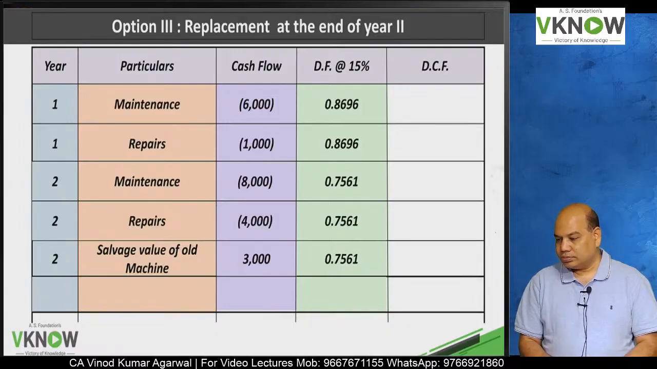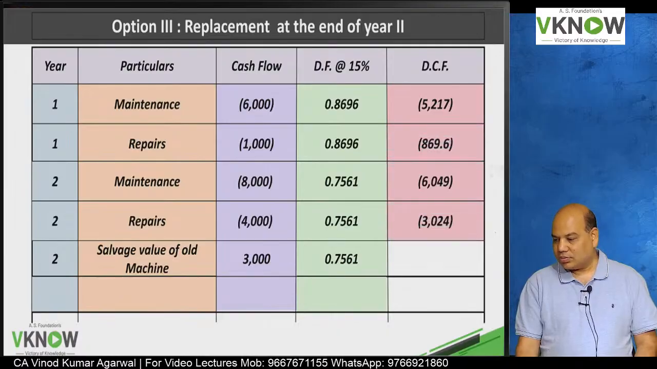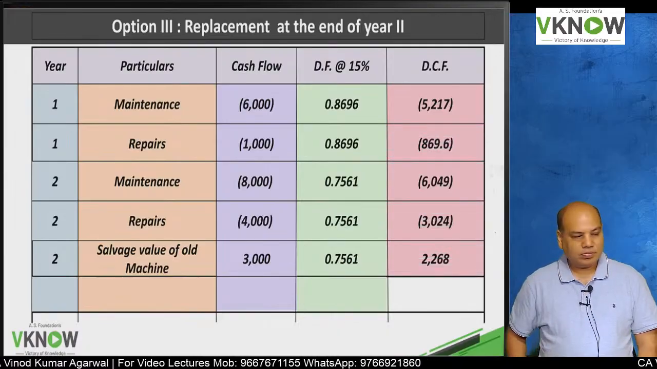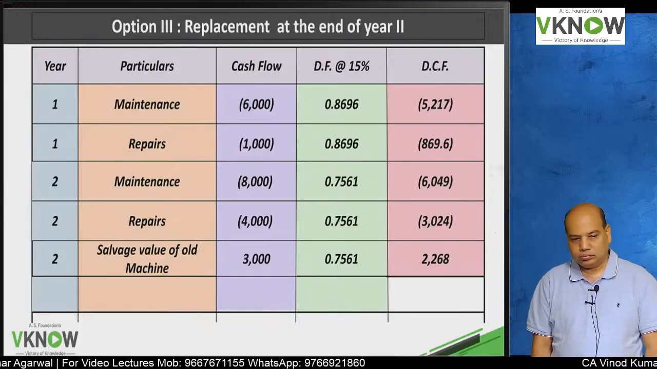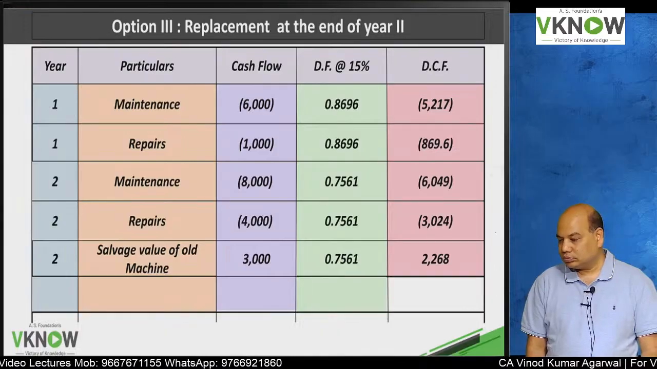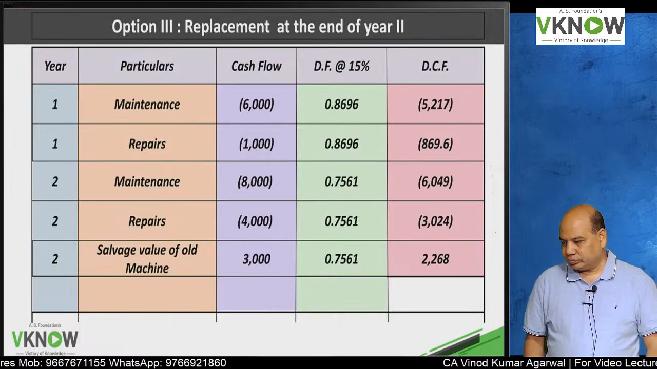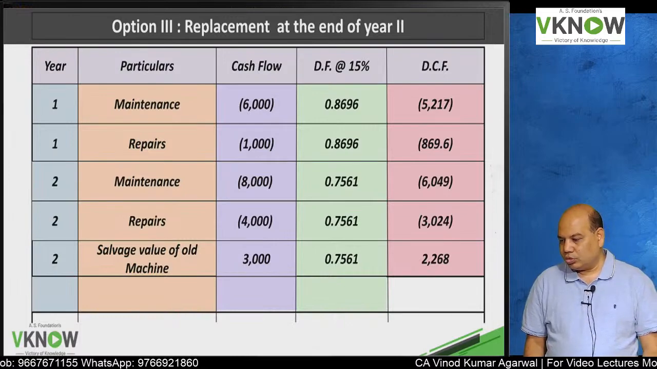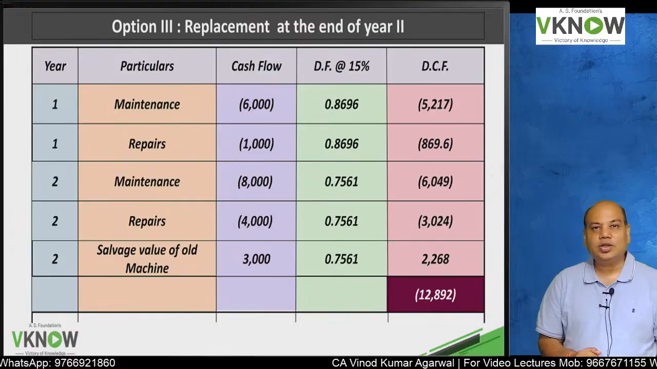Total of the last column. Be little proactive. Total of the last column. You are waiting for me and I am waiting for you. Very good. 12,892 is the right answer.